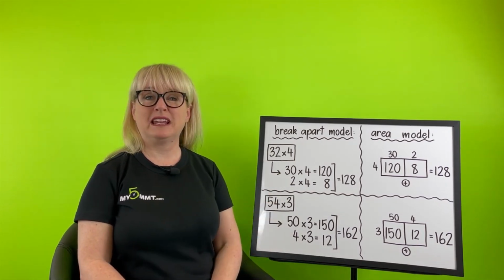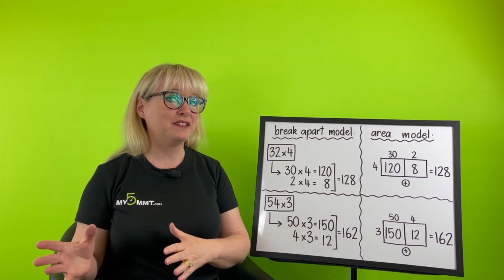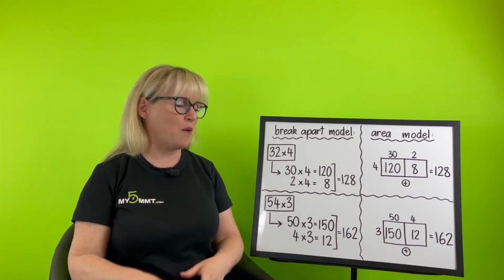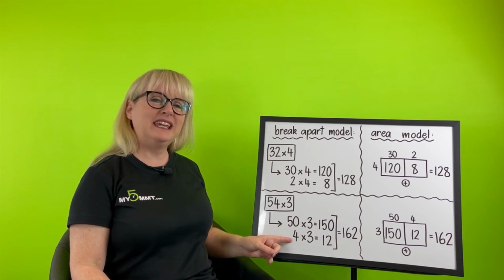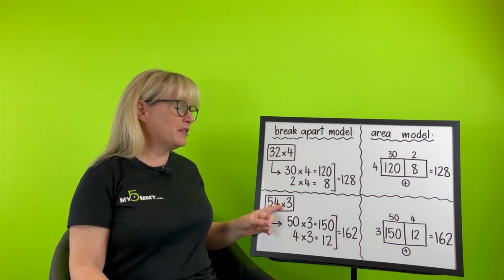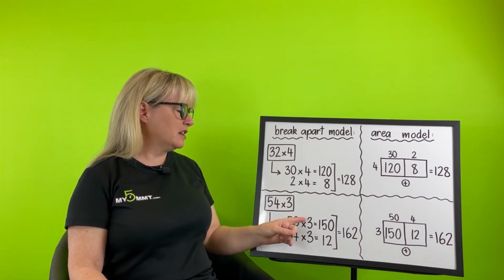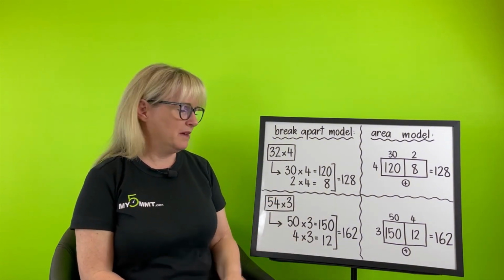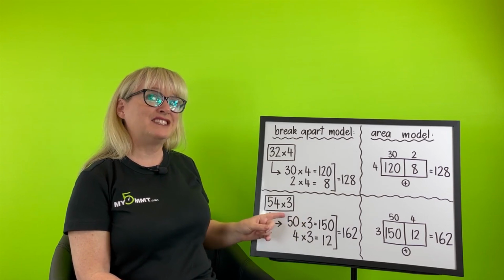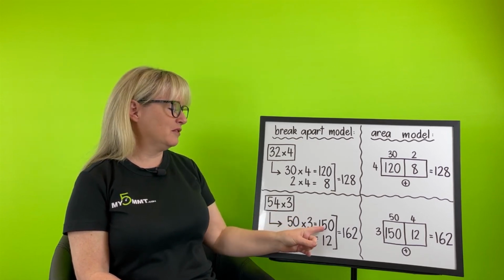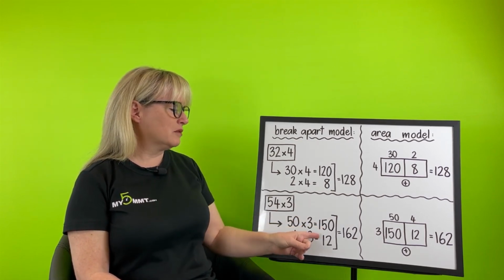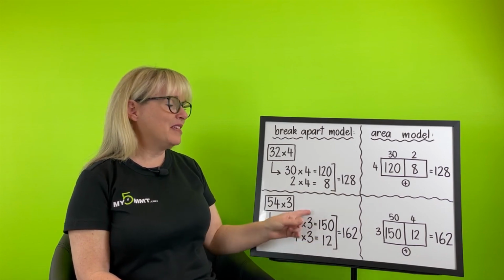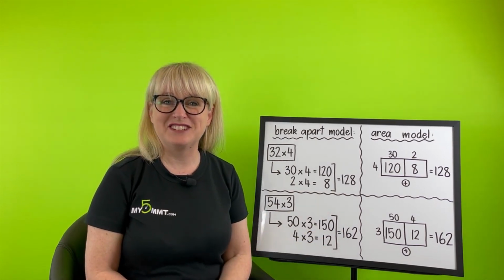54 times 3. Well, we need to break apart 54 into 50 and 4. And we've got 50 and 4 here. We multiply both of them by 3. 50 times 3 and 4 times 3. And we solve them individually. Well, 5 3s are 15, so 50 times 3 is 150. And 4 times 3 is 12. And when I add them together, I get 162.